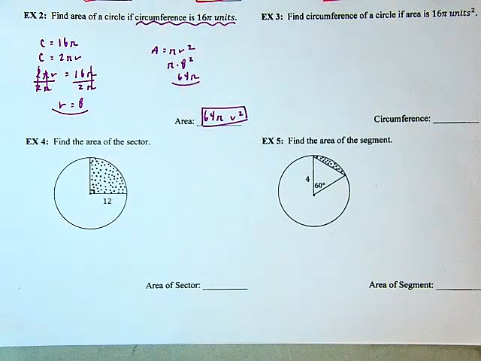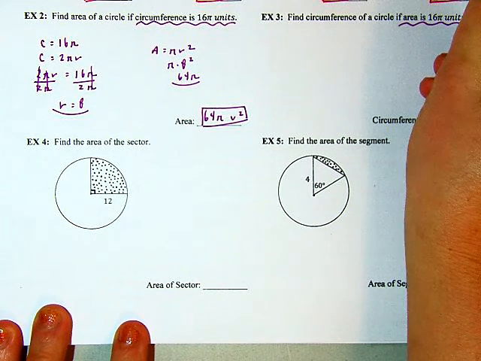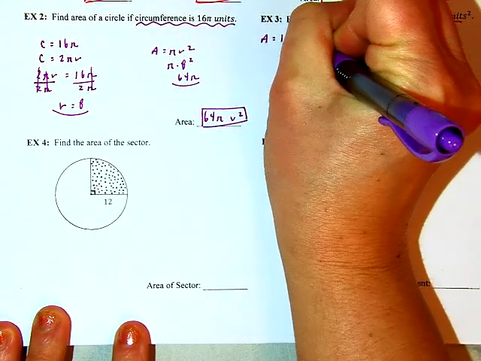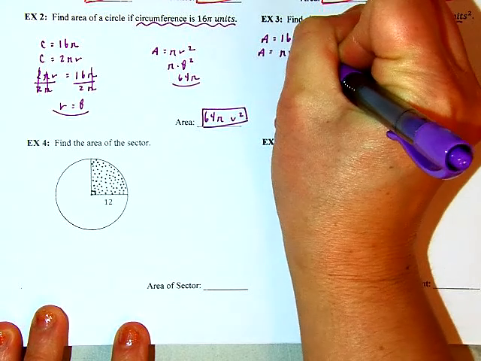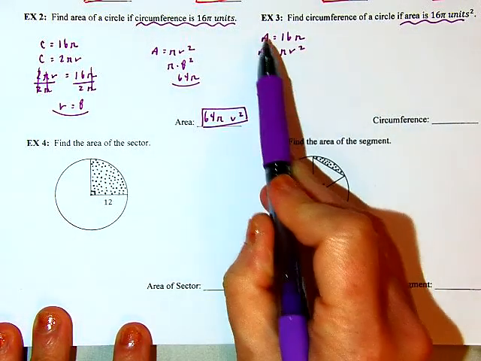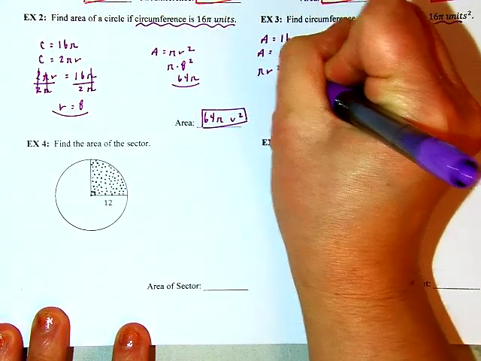All right, in example 3, we're just going in the opposite direction. Here we are asked to find the circumference when we are given the area. Area is given as 16 pi units squared, of course, and we know its formula is pi r squared. So again, I can use a little substitution, plop the pi r squared in for the A right there, and say that pi r squared equals 16 pi.